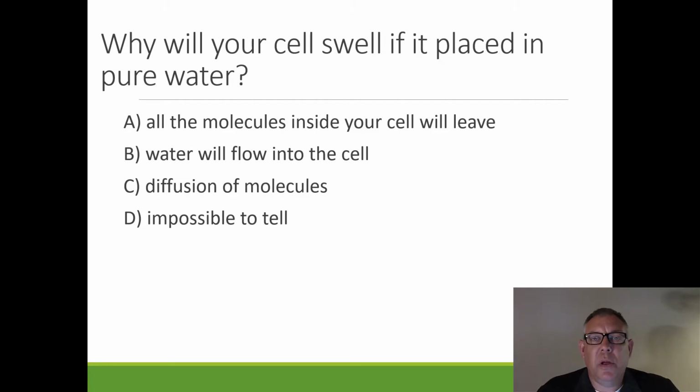Okay, why will your cell swell if it's placed into pure water? Because all the molecules will leave? Because water will flow into the cell? Because of the diffusion of molecules? Or it's impossible to tell?